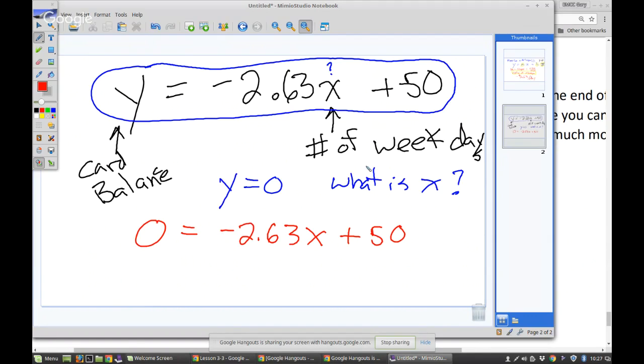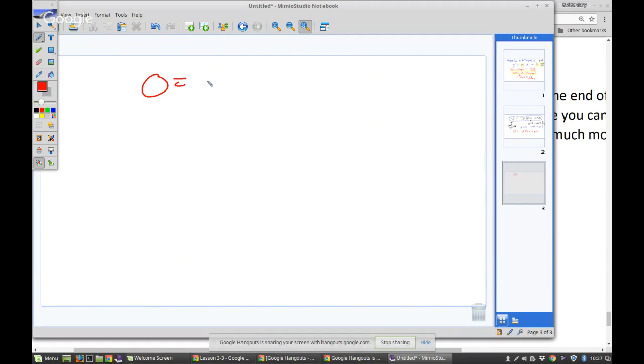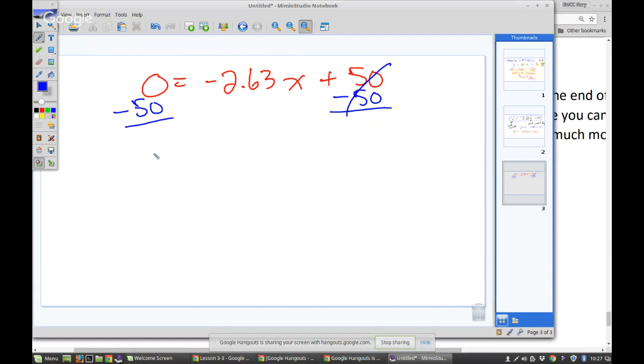So I'm going to subtract 50 from each side. Take away 50 from this side. That cancels. Take away 50 from this side. 0 minus 50 is minus 50. What should I do next? Yeah, divide by that negative 2.63.